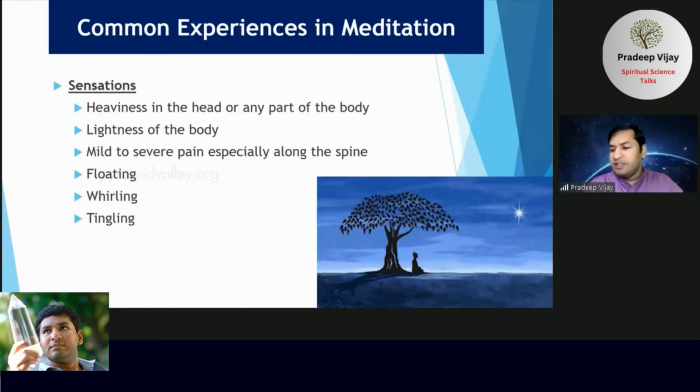People ask, so I got this experience, I got this experience. So generally, the experiences can be categorized. The first category is sensations. Heaviness in the head or any part of the body, you feel heavy, you feel like a rock, or some people feel as if a big stone has been put on their head. So that heaviness is because of the cosmic energy. When you absorb the cosmic energy in meditation, you feel that heaviness. If you're feeling heaviness, that is because of the inflow of the cosmic energy.